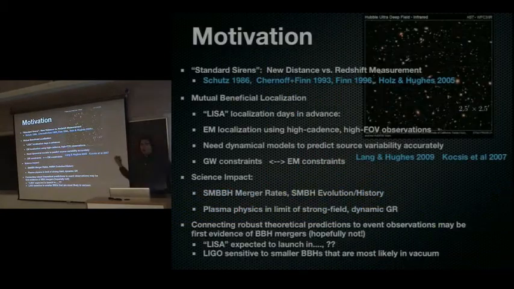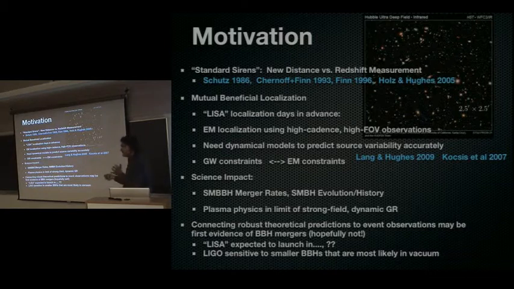So, motivation: why study circumbinary disks? Well, if we observe coincident electromagnetic emission and gravitational radiation, we can do a lot of things. We can get a new distance-redshift measurement, and if we identify spectral lines in the electromagnetic emission, we can constrain the parameters of the system better, the parameters of the disk and also of the binary. And it can also help a LISA-type detector localize these things.